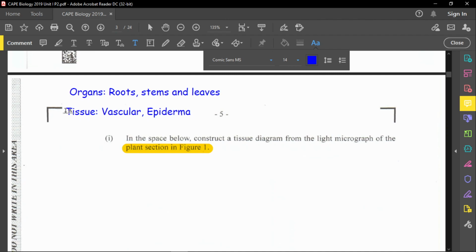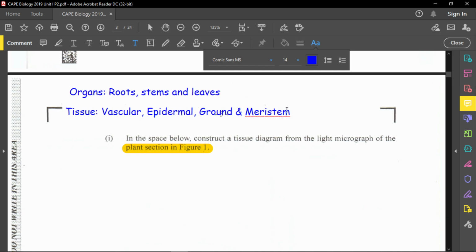All right, so we have epidermal tissue. We also have the ground tissue as well. And we have also the meristem. So those are generally the different types of tissues that we'll have in a plant.